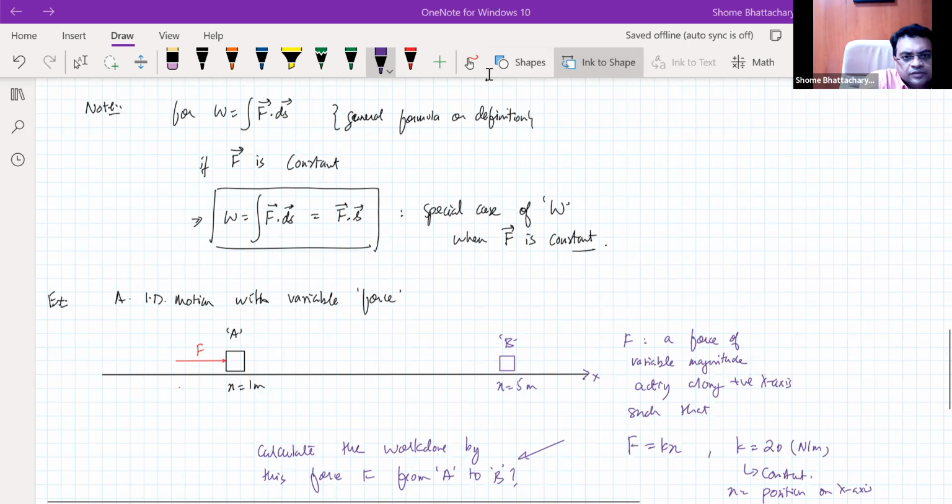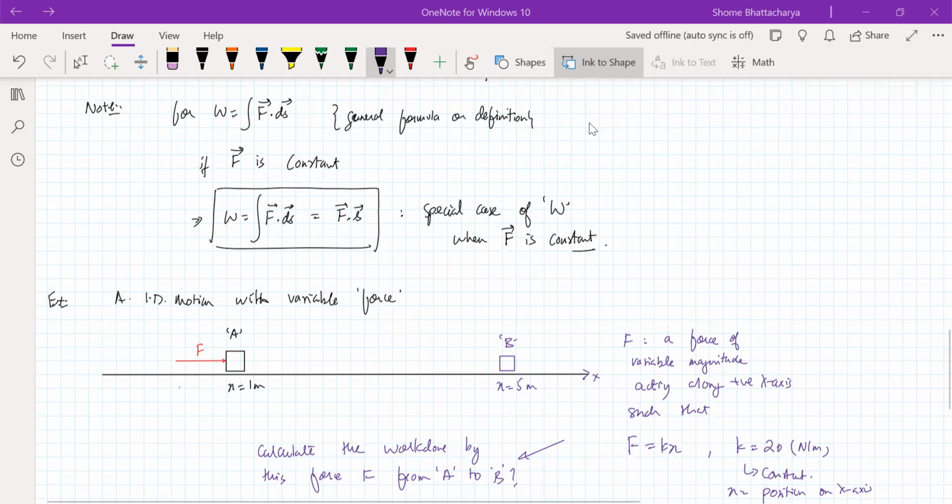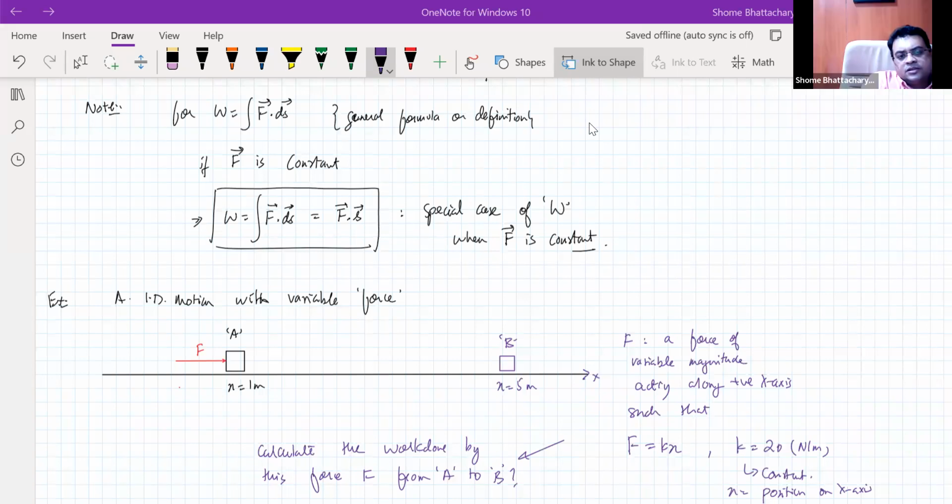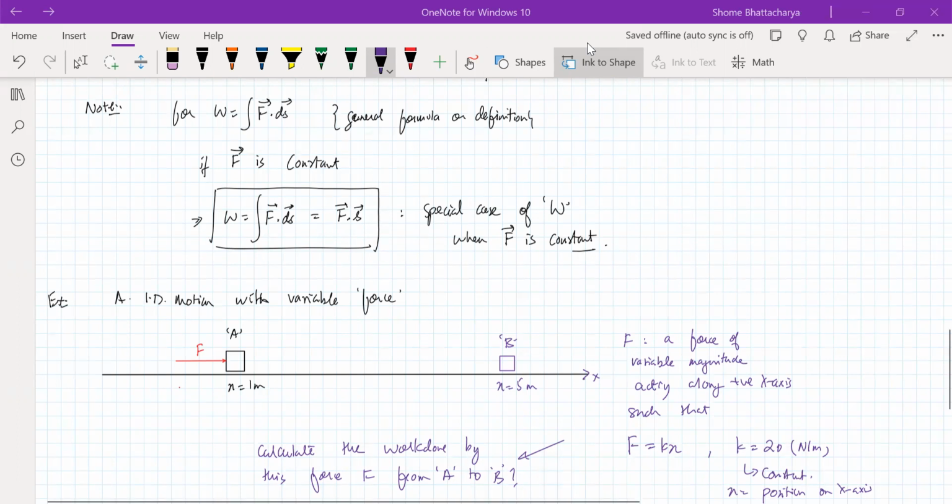Okay, Siddharth, I'll just verify the answer. So it becomes 10 into 25 minus 1. Yes, very good. Correct. Sir, we will solve this question using that integration one, no? Yes, you have to solve the integration of f dot ds.